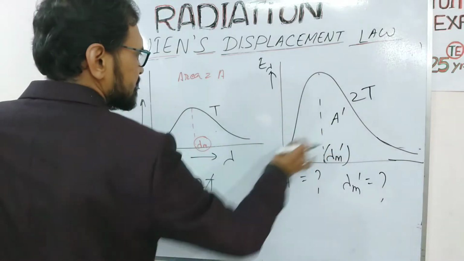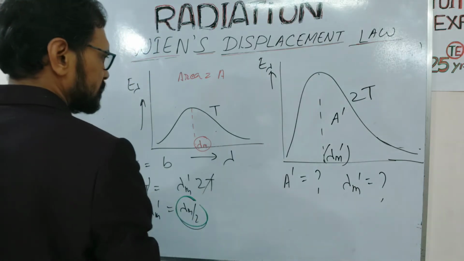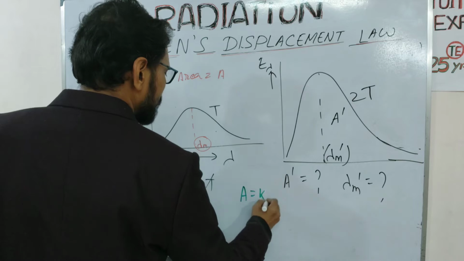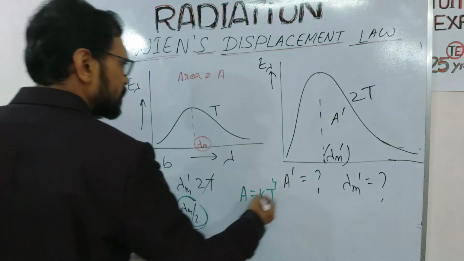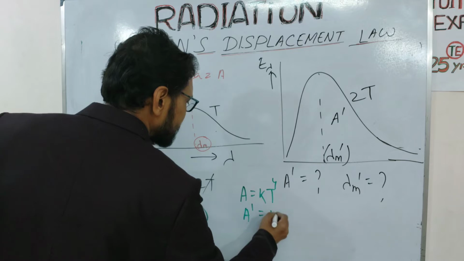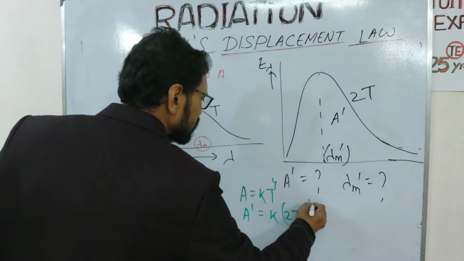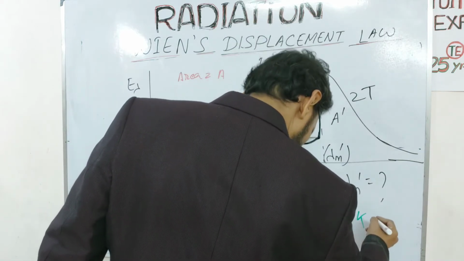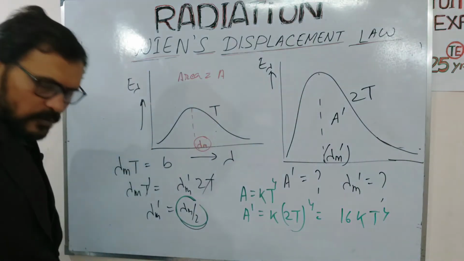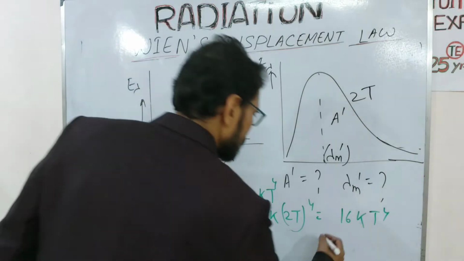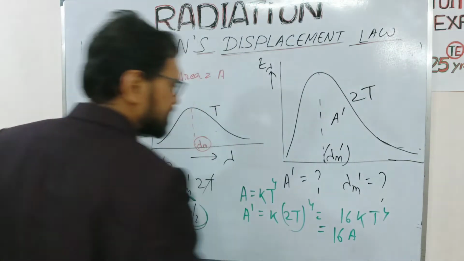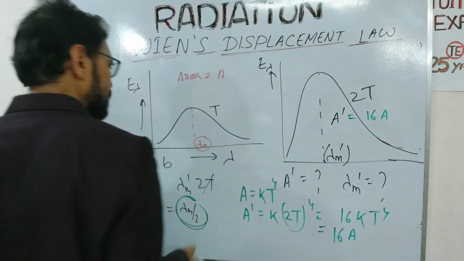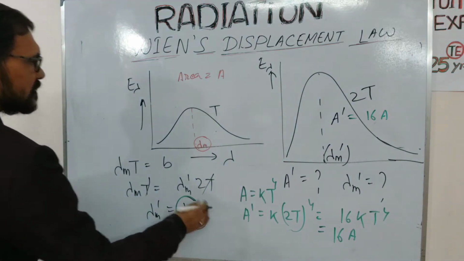And another answer is for A dash. We know the area is kT to the power 4, A equals kT to the power 4. So here A dash equals k into 2T whole to the power 4, which is equal to 16kT to the power 4. So 16 into A. So the area becomes 16 times, and the wavelength becomes half. This is the answer.